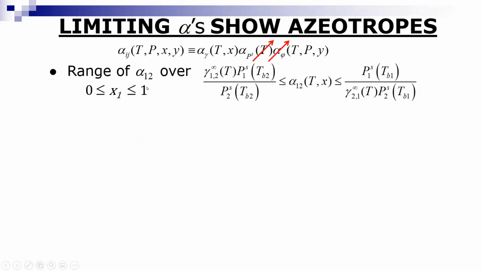So here's our alpha. These two we don't worry about. This is the alpha gamma. And the range of alpha from mole fraction 0 to 1 is going to be this quantity when it's 0, and it includes the activity coefficient at infinite dilution times the ratio of the vapor pressures at the boiling temperature of component 2, all the way to the case in which it's now pure component 1. So it's this, and you have the activity coefficient at infinite dilution of component 2 and its vapor pressure at the boiling temperature of component 1.